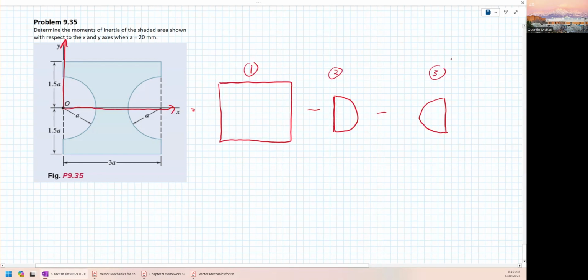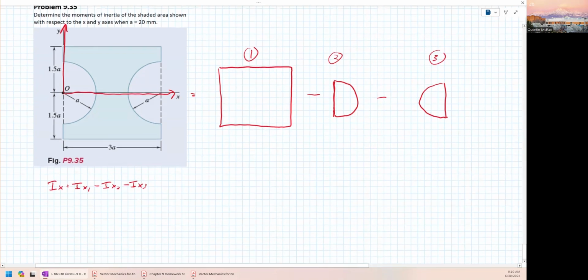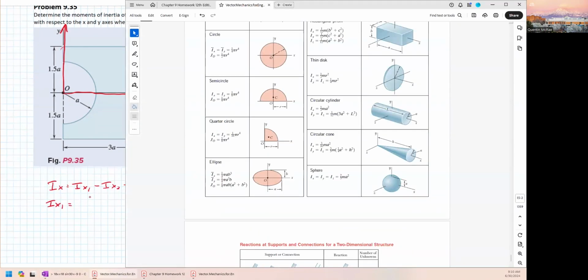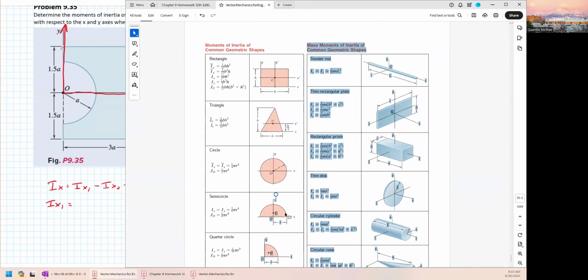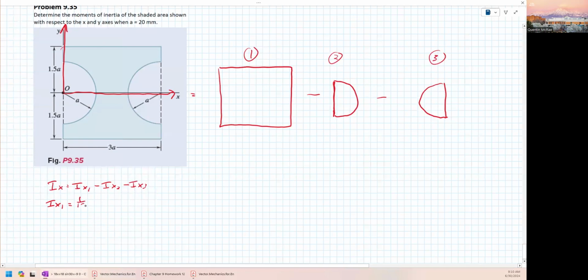And so Ix and Iy are going to be the sum of those, or really Ix is going to be Ix1 minus Ix2 minus Ix3, right? And same with Iy. Let's do Ix first. So Ix1 is this big block right here. From the table, good old fashioned rectangle, going through the centroid, it's just 1/12 b h cubed. In this case, the base is 3a and the height is 3a.